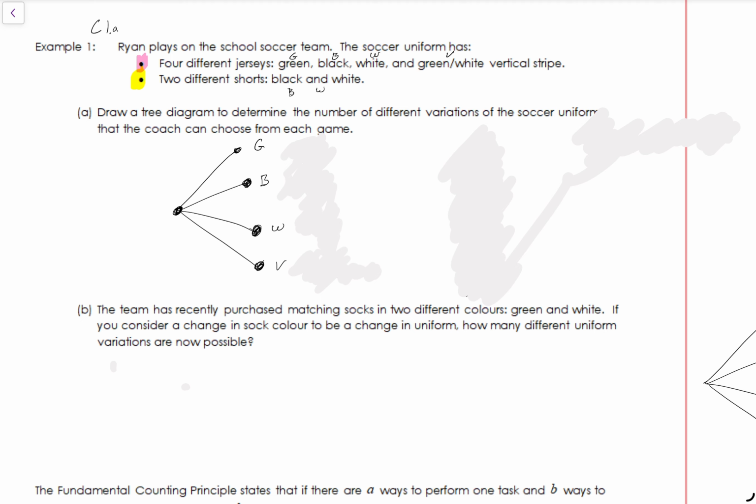I'm going to say this red dot is going to represent my decision of choosing jerseys, and I have 4 jersey options. Well, now that I have chosen my jerseys, now I have 2 different shorts, black shorts and white shorts. So we're going to continue on with our tree diagram as you've done in previous years. And I'm just going to choose shorts now.